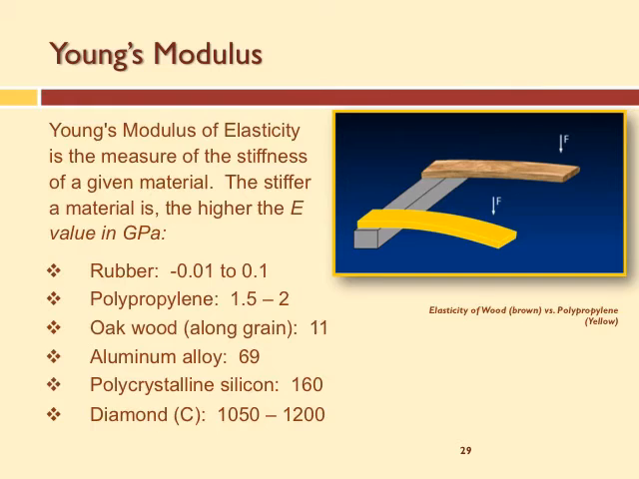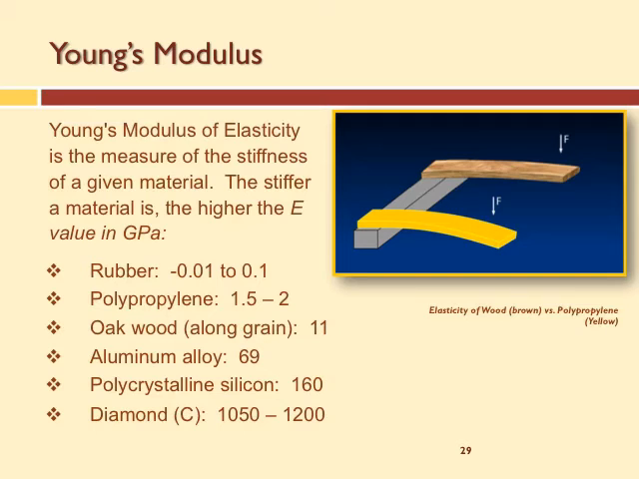So the Young's modulus of elasticity is that E number, right here. And here are a couple of examples. And they're in a weird unit called gigapascals. Giga is 10 to the what, ninth? Right, pascals is a pressure unit, newtons per meter squared. So it's a pressure unit. It's kind of weird. It's a material property, and it's measured in pressure. But that's how the units work out.